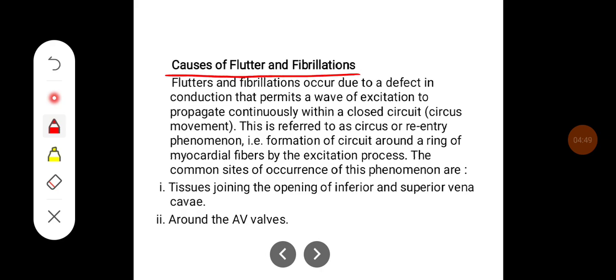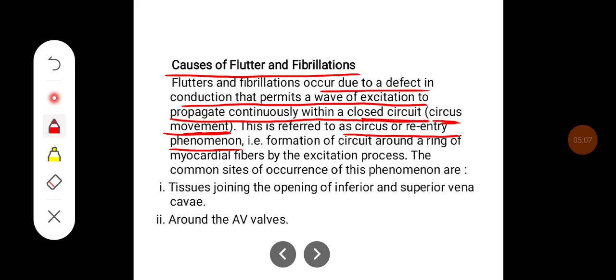Causes of flutter and fibrillation. Flutter and fibrillation occur due to a defect in the conduction that permits a wave of excitation to propagate continuously within a closed circuit, which is called a circus movement. This is referred to as a circus or re-entry phenomenon, that is, a formation of a circuit around a ring of myocardial fibers by the excitation process.